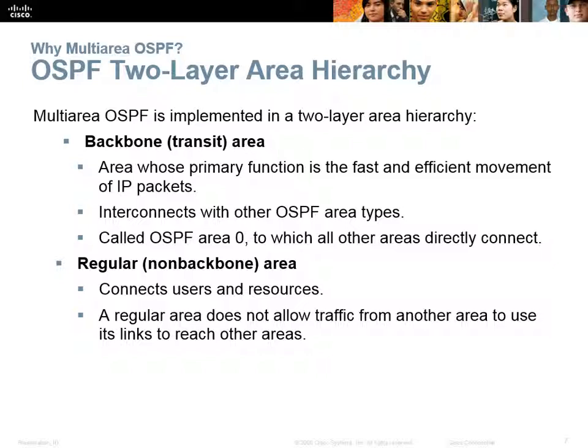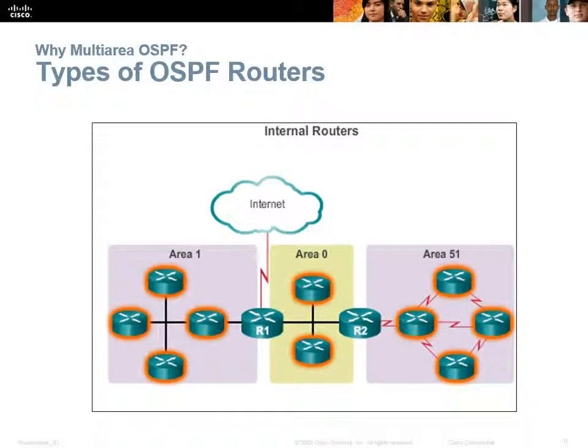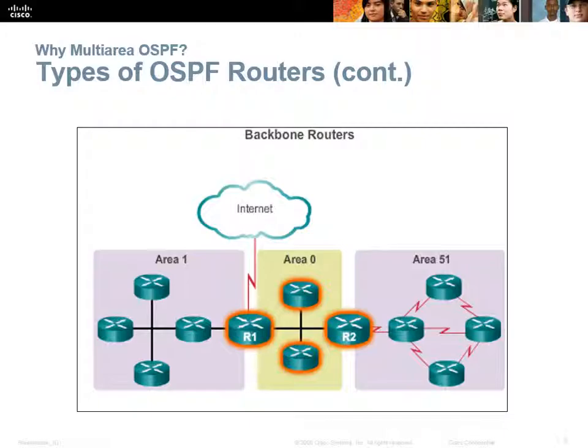Backbone's our transit area. It's usually a step up higher than the network you're already on. So if you're on 100 megabit, you're on a gig backbone. Does that make sense? The regular OSPF area connects the users and the resources to that backbone. Pretty simple. We're just adding that layer up here. Does that make sense? Where R1 and R2 could connect directly to the internet. R1, R2, everything in area 0 would be a backbone router. Does that make sense?